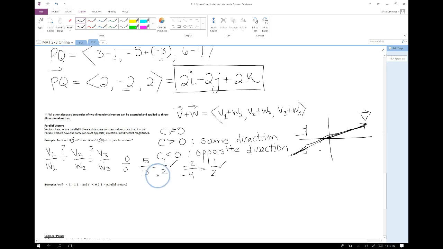What this is saying is that V is 1/2 of W. We could multiply through our W vector by a scalar of 1/2, and that would create our V vector. And what that means is V and W point in the exact same direction. V is just half of the magnitude of W. So yes, they are parallel, because we are able to figure out that scalar.